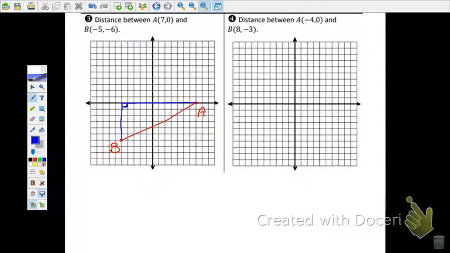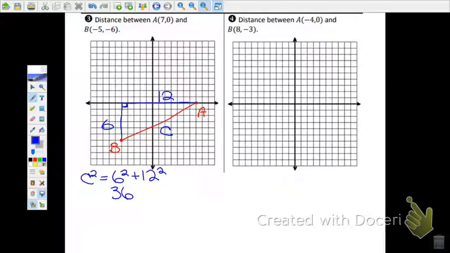So again, the piece I'm looking for is C. What is the length of the vertical piece? 6. What about the horizontal piece? 12. So Pythagorean theorem, C squared equals 6 squared plus 12 squared. 6 squared is how much? 36.